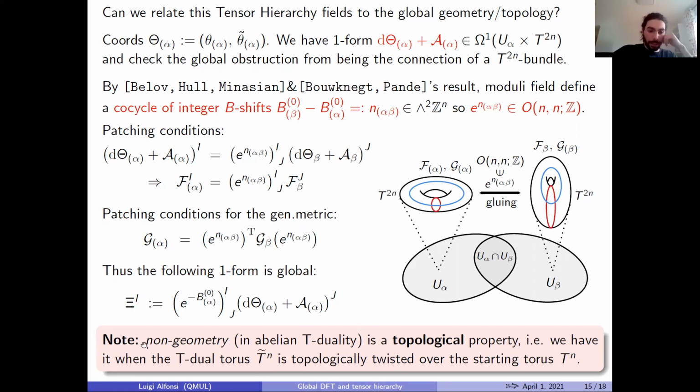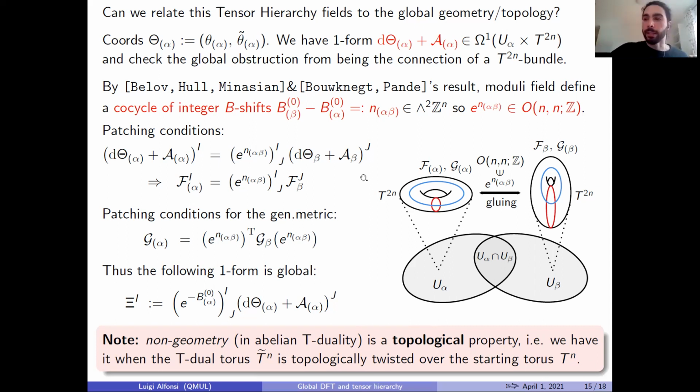And interestingly, non-geometry can be connected to topological properties of this manifold, because we basically have non-geometry T-dual when the extra coordinates we introduce, so this extra torus fiber that we introduce, is topologically twisted in a principal bundle sense over the underlying torus bundle.